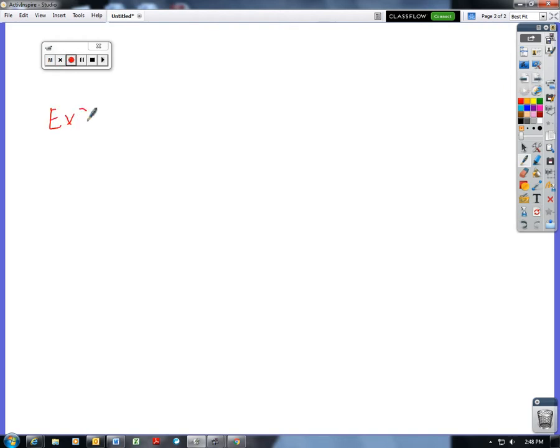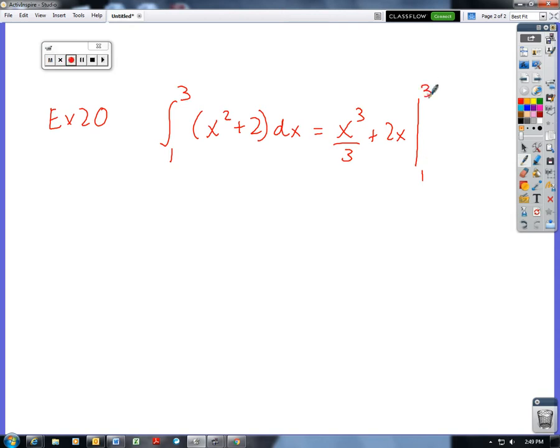This is example 20. We're going to find the integral from 1 to 3 of x squared plus 2 dx. So the first thing to do is to find the antiderivative of x squared plus 2. And so by our power rule, that's going to be x to the third over 3 plus 2x. And then we're going to be evaluating this from 1 to 3. The way we write this is we put a bar and we put 1 down here and 3 up here. So please use the correct notation.